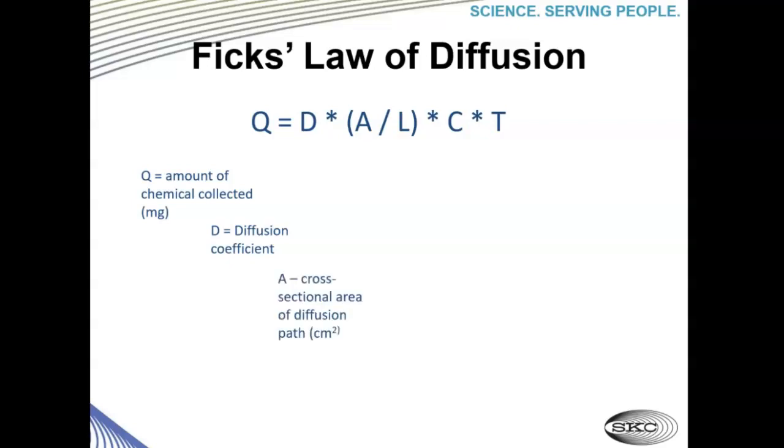A is the cross-sectional area of the diffusive path on the sampler. L is the diffusive path length. This is unique to each passive sampler. C is the airborne concentration, and T is the sampling time. The cross-sectional area, A, is based on the geometry of the sampler, where L is the distance from the diffusive barrier to the sorbent bed.